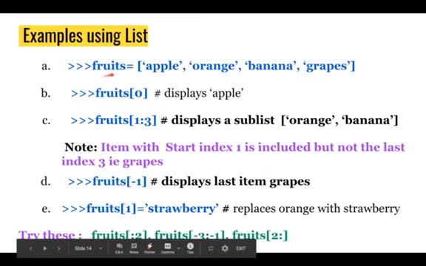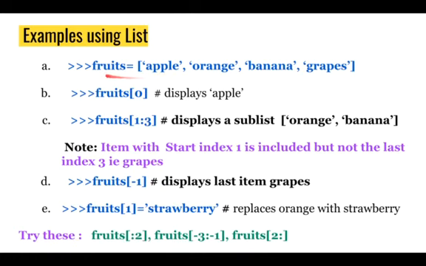In the first example, I am creating a list here. This is the list name, fruits, equal to, and the list items should be specified within square brackets. So within square brackets, I have mentioned 4 items. Item 1 is apple, 2 is orange, 3 banana and grapes. Each item is separated using a comma. Since these are all of string type, I have included them within single quotes.